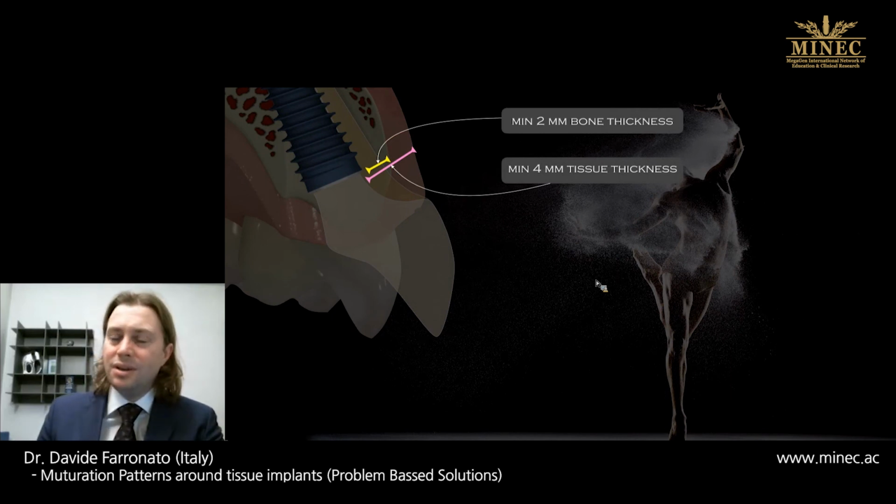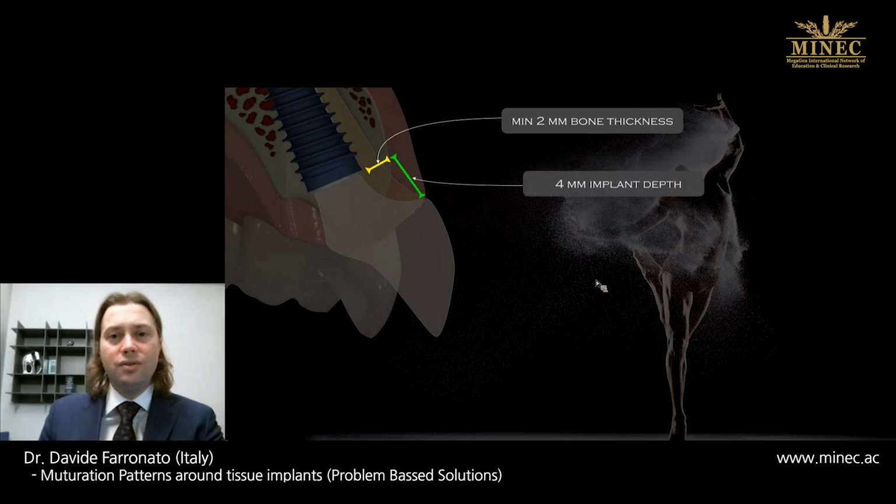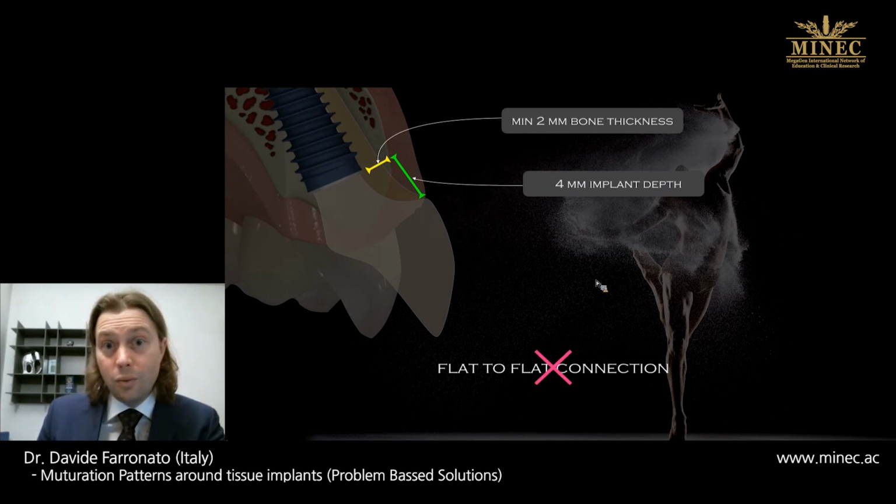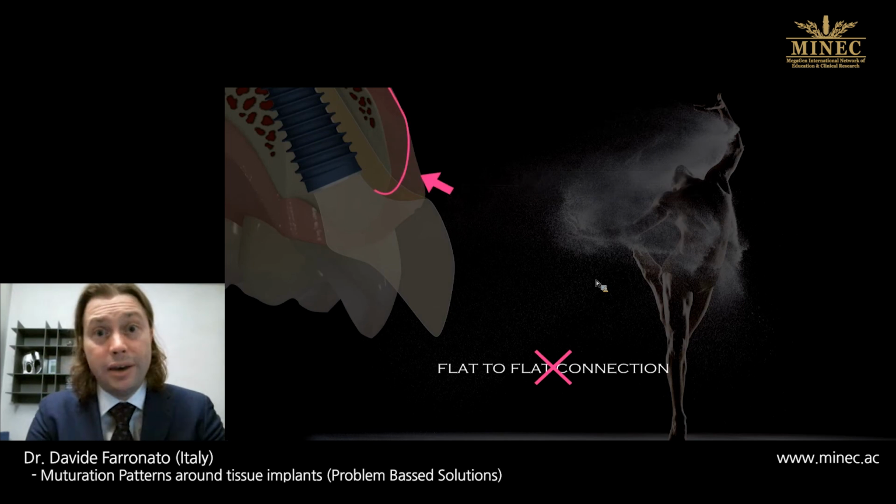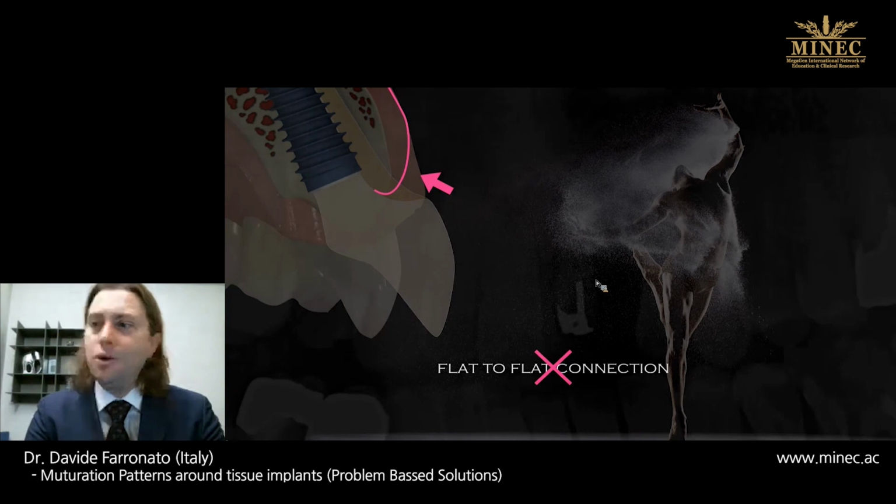What's the depth that you should place it? 4 millimeters from the gingival line, because this keeps very stable over time. But don't do this when you have a flat-to-flat connection, because you will have a recession for sure. So please do this positioning only if you have an efficient connection. Otherwise, you will have a recession in the frontal area and will not be happy, neither you nor the patient.